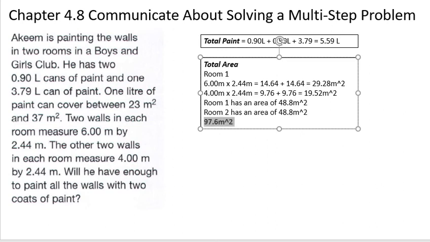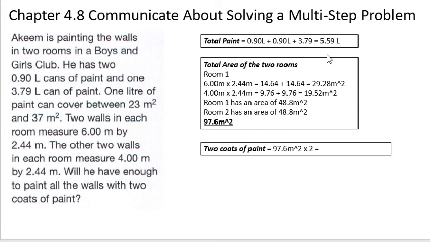I'm going to bold that and underline it. So here's the total area of the two rooms. So that's the total area of just the two rooms. That's how much he would have to paint. However, he has to paint 2 coats. That means he has to go over it once and then go completely over it twice.